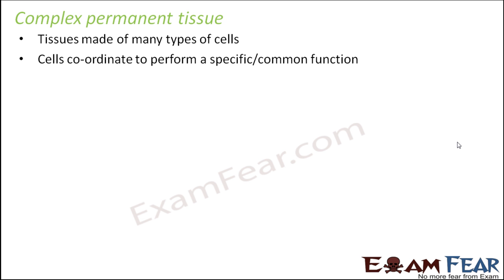Now here the cells coordinate to perform a specific or common function. Now the question is, if in this case many different types of cells are present, how will that coordination happen? Because earlier all the cells were similar and they all decided. You remember I gave you an example of a class with 50 students where we divide the work of annual day amongst the 50 students, right? But there all the students were similar. All the students were of class 5.